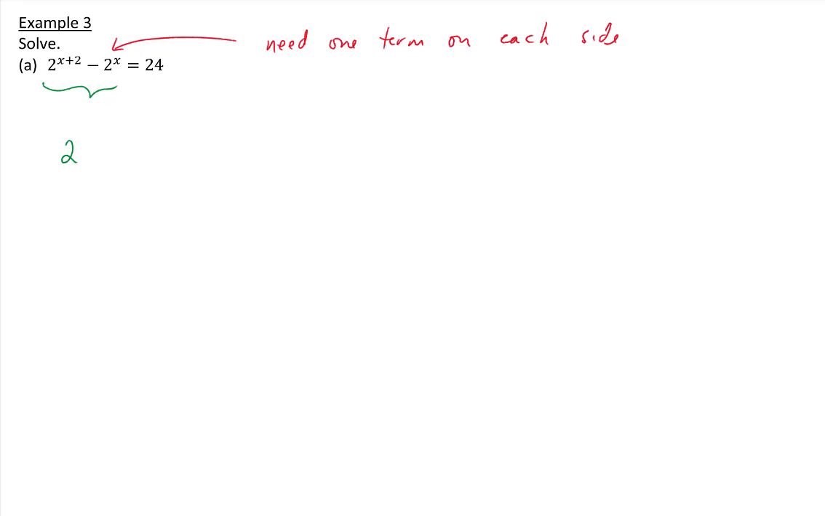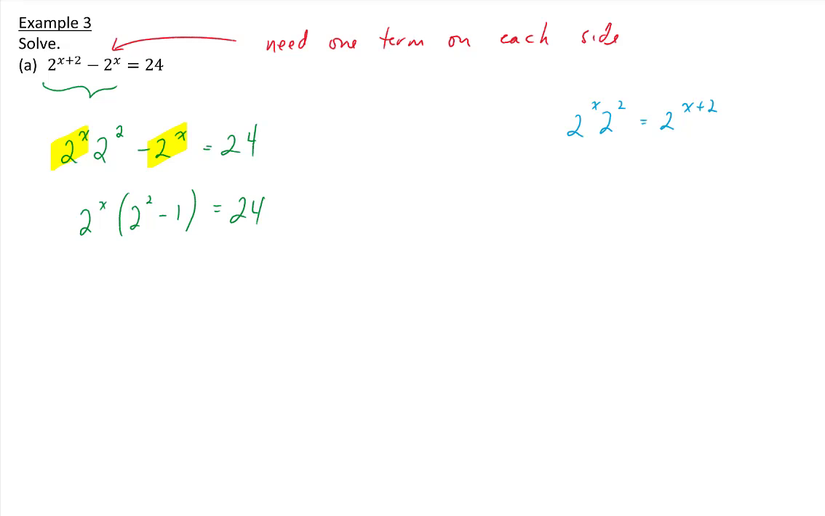If you use your exponent rules, you get that 2 to the exponent of x times 2 to the exponent of 2 is equivalent to 2 to the exponent of x plus 2, using your product rule. So again, recall our product rule: 2 to the x times 2 to the 2 is equal to 2 to the x plus 2. So why do we do this? We have a common factor of 2 to the exponent of x. So we get 2 to the exponent of x times 2 squared minus 1 equals 24.